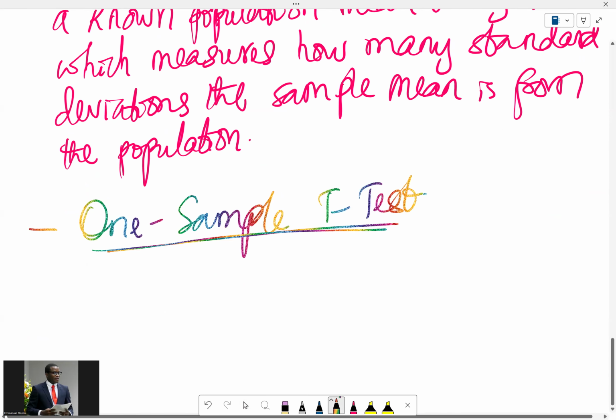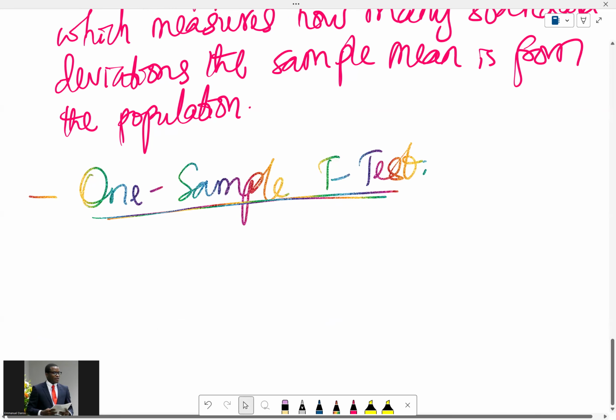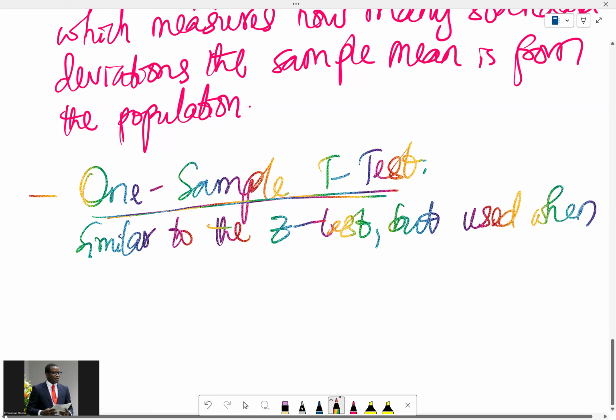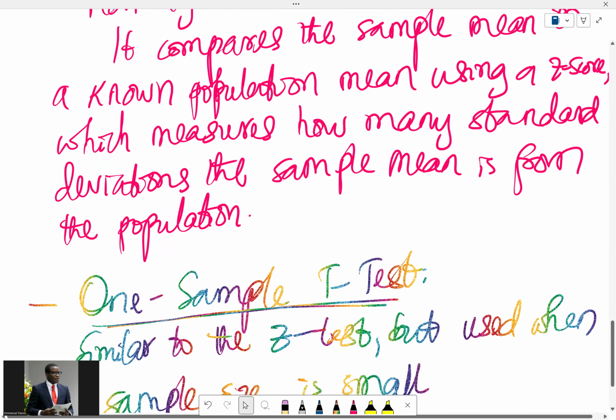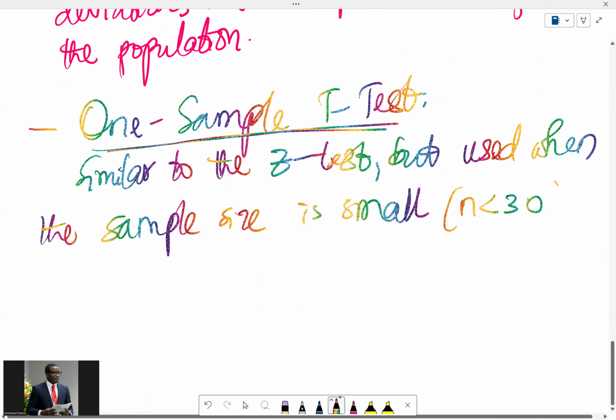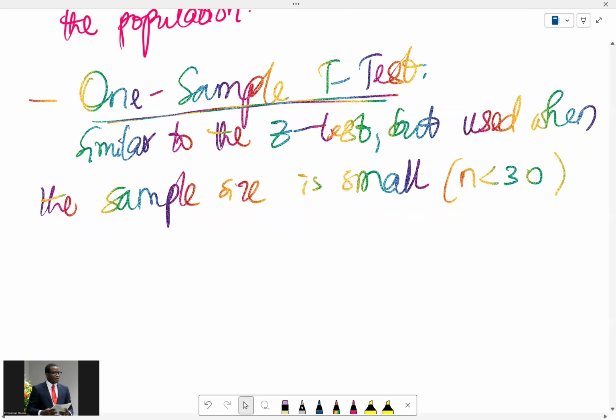From subsequent videos, I'll be taking these tests one after the other, with actual examples to drive the point home. So this is just an overview of everything. The one sample t-test is similar to the z-test, but it is used when the sample size is small. A big sample size is 30 upwards, n greater than or equal to 30. So if the sample size is less than 30, then you go for the one sample t-test.